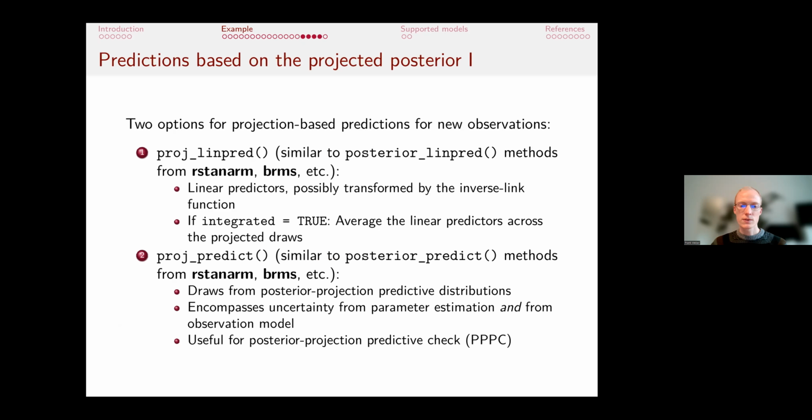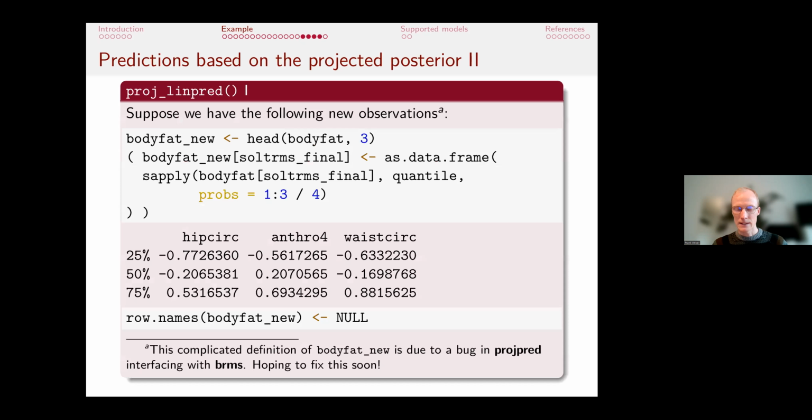This gives us draws from the posterior projection predictive distributions. And so it also encompasses the uncertainty from parameter estimation, like projlinpred, but also from the observation model. And this is useful, for example, for posterior projection predictive checks. I've termed them PPPC here. And now I want to illustrate these two functions in turn.